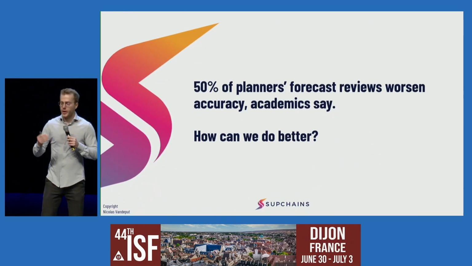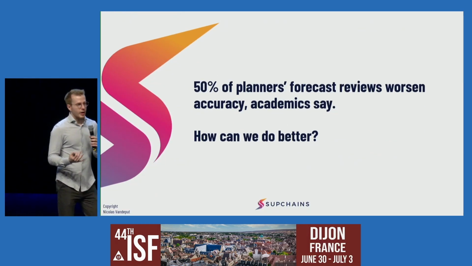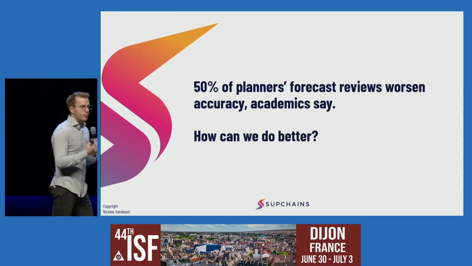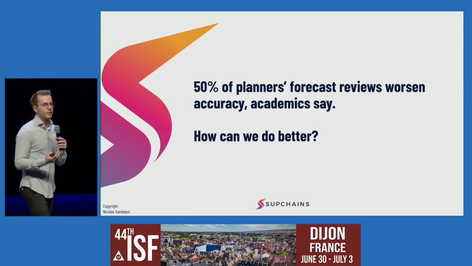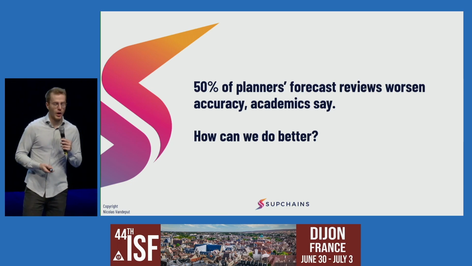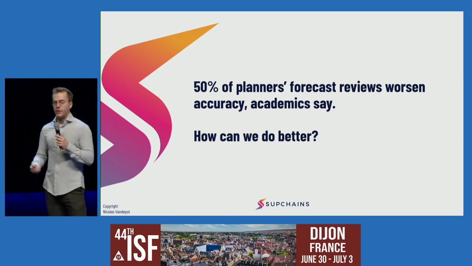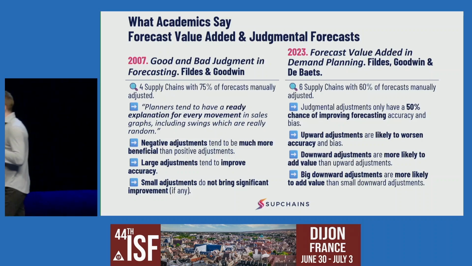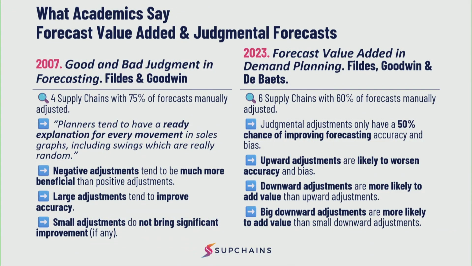So remember, 50% of the time, based on academics and research, when humans enrich a forecast, they don't add any value, which means that 50% of the time they basically make the forecast worse. So how can we do better? I quoted some of the research here and tried to summarize it, and then you have, of course, more research and more details, so I just tried to give my own summary of that.